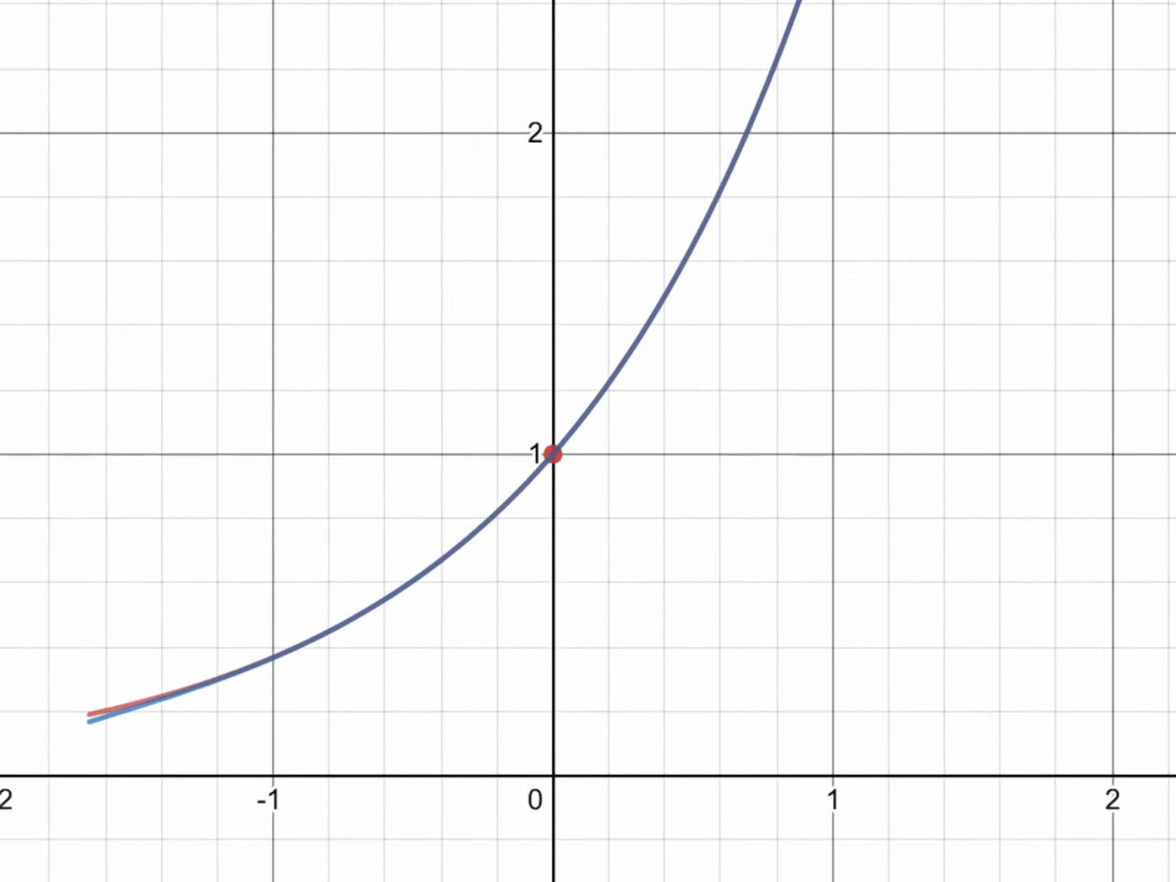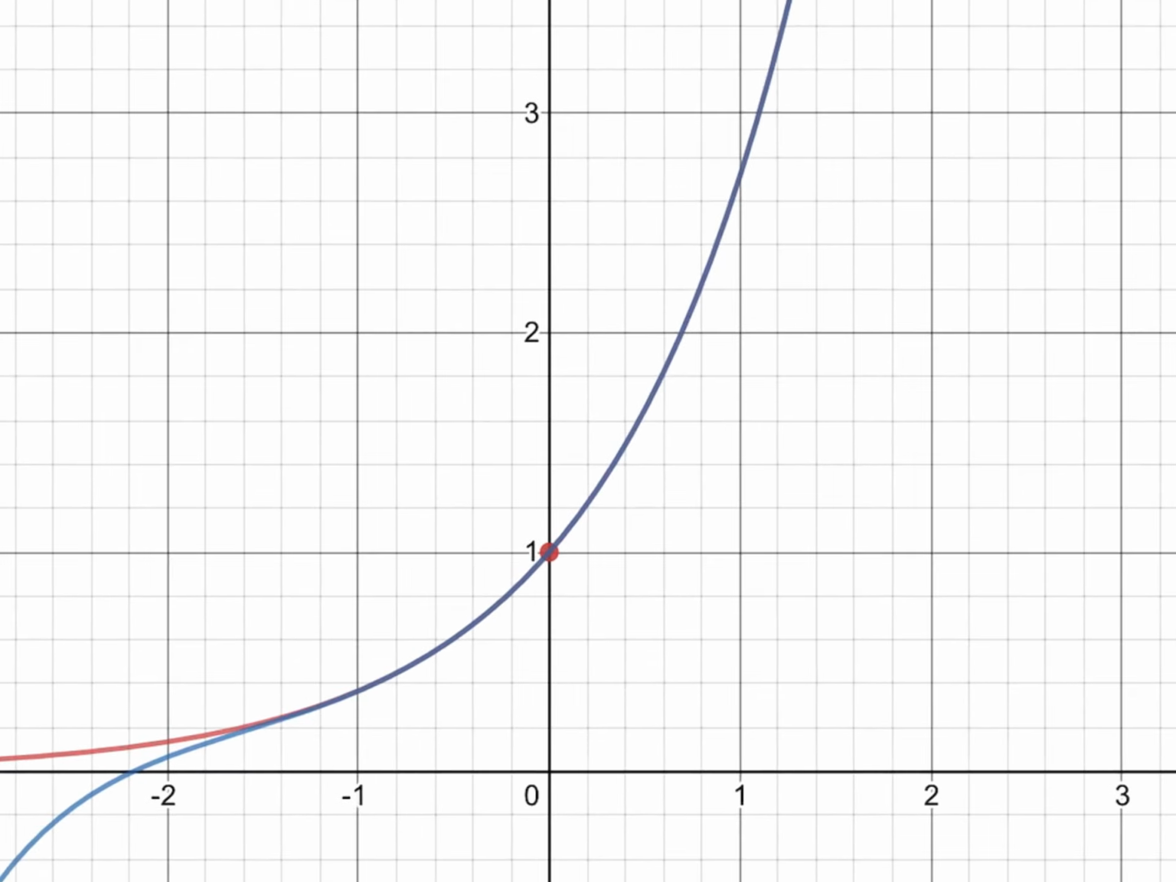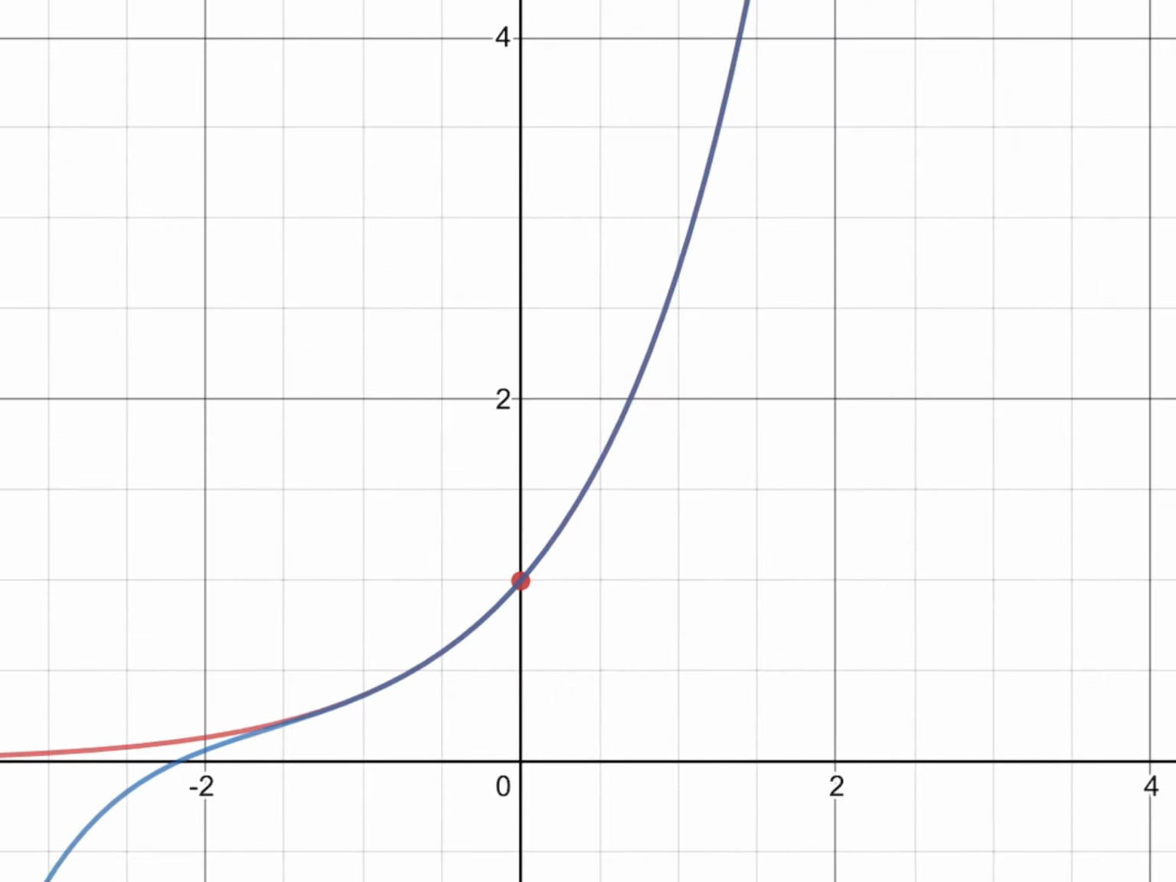In fact, the higher degree of polynomial you get, the more accuracy away from the point of interest, in this case (0, 1). So Taylor polynomials are these polynomials that are designed to match in more and more derivatives with a function at a certain point. And you can move where that point is.